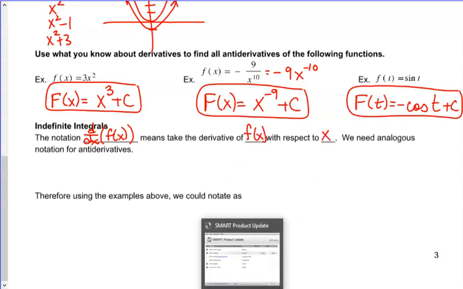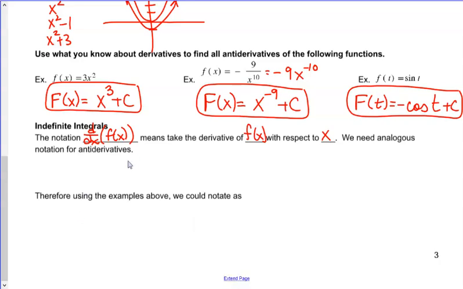Now, we need an analogous notation for antiderivatives. How do I go backwards? Well, we are going to use a symbol like this. It's kind of like an S or a little squiggle. This is what we refer to as the indefinite integral, or the integral symbol.